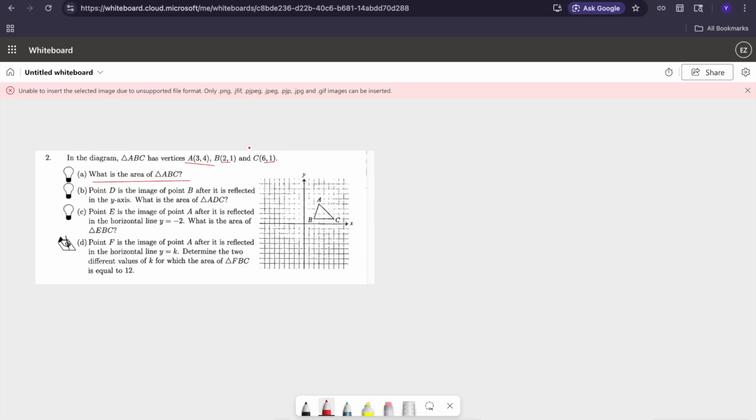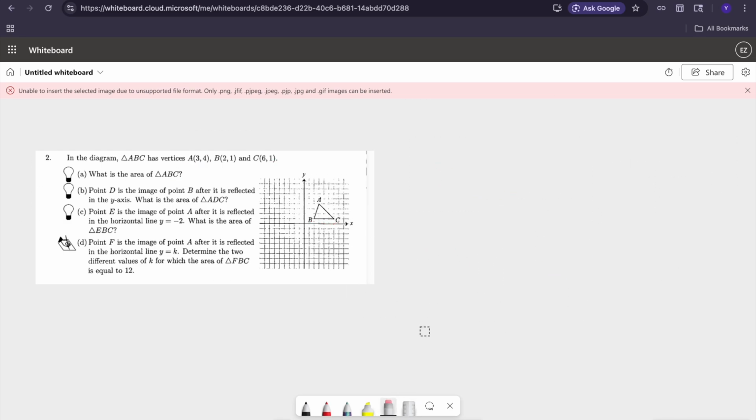So this means by observing the y values of B and C, we see they have the same y coordinate, which means they're on the same line, and its height is just 4 minus 1 equals 3. So 6 minus 2 equals 4 for its base, and then 4 times 3 over 2 equals 6. And this is our answer for the area of triangle ABC.